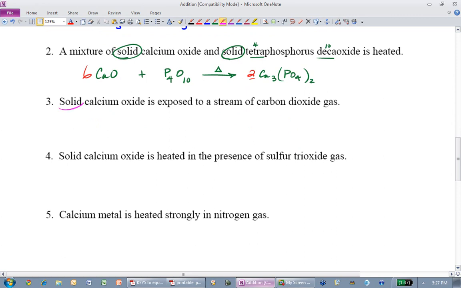Onward. Solid calcium oxide is exposed to a stream of carbon dioxide gas. See, at least the product parts are easy to write for these. So squish them together. A metal oxide with carbon dioxide makes a metal carbonate. Carbonate is a 2 minus charge, calcium's a 2 plus charge. Happy land of balanced.